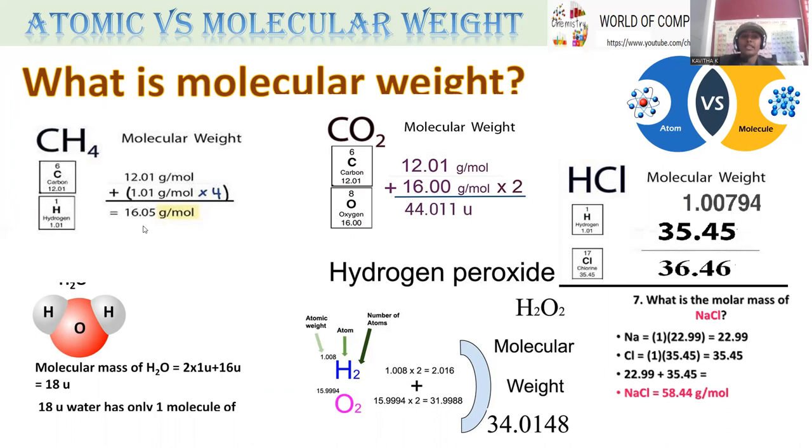In one mole of methane, this many grams of carbon and four hydrogens reside. Then the molecular weight calculation for carbon dioxide. Carbon atomic weight is 12.01. Oxygen, how many are there? Two. Each oxygen has atomic weight 16, so it is multiplied by two. It becomes 32, 32 plus 12, it becomes 44.011 unified mass.